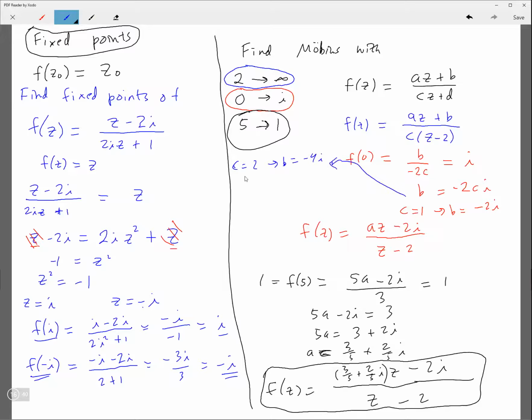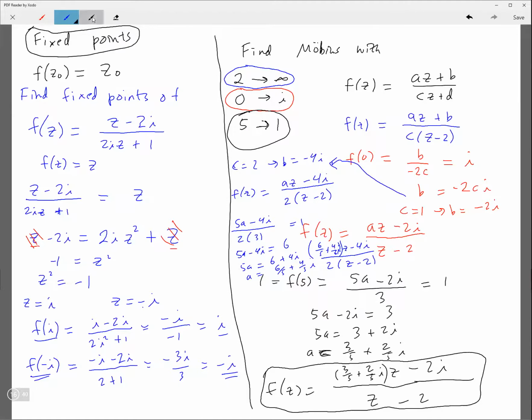Okay, then we want 5 to go to 1. So that's going to give us 5a minus 4i over 2 times 3 equals 1. So that means 5a minus 4i would have to be 6 this time. So 5a would have to be 6 plus 4i. So a would be 6/5 plus 4/5 i. By plugging this back in, we'd have 6/5 plus 4/5 i times z minus 4i, all over 2 times z minus 2.